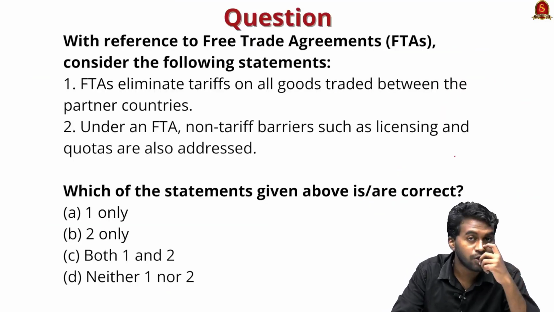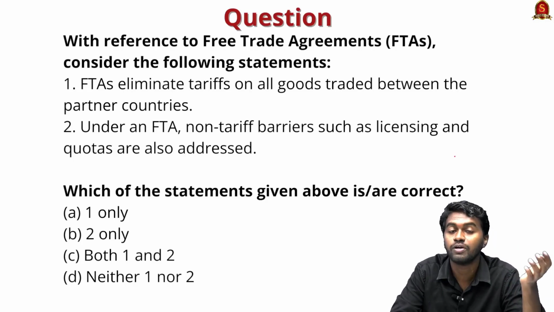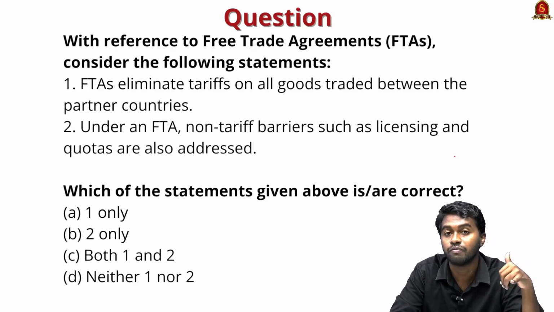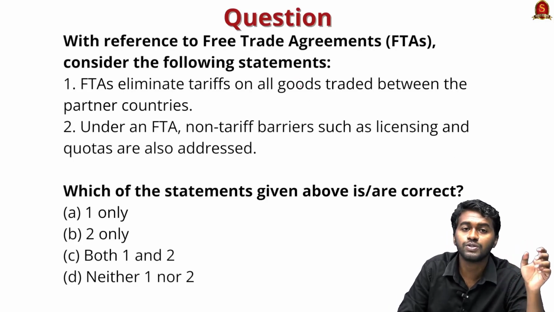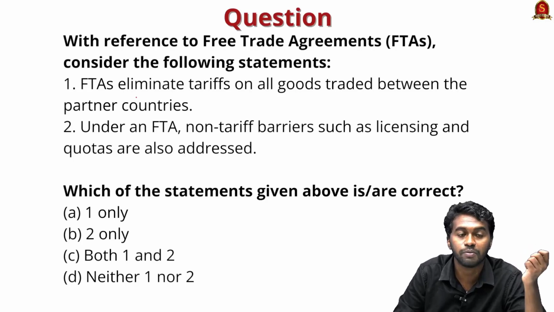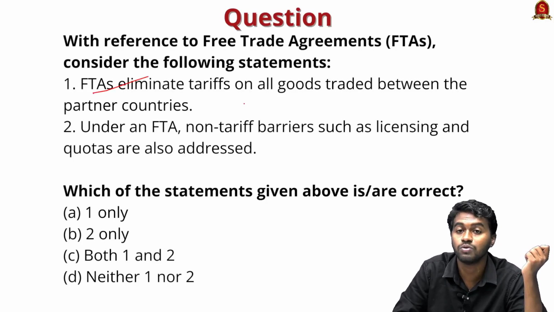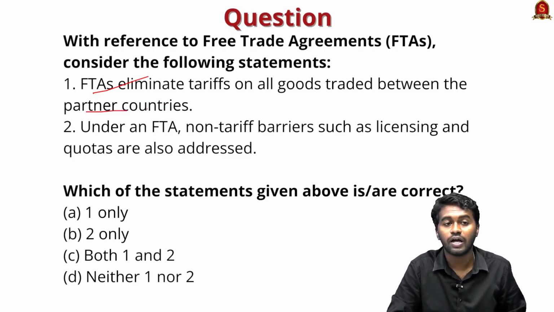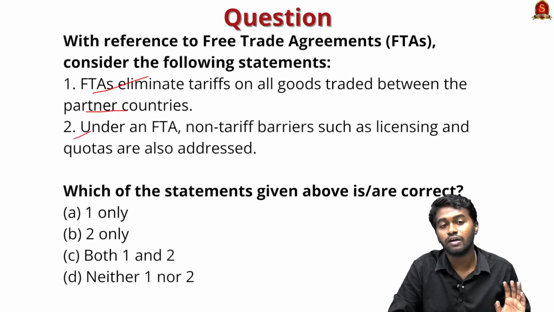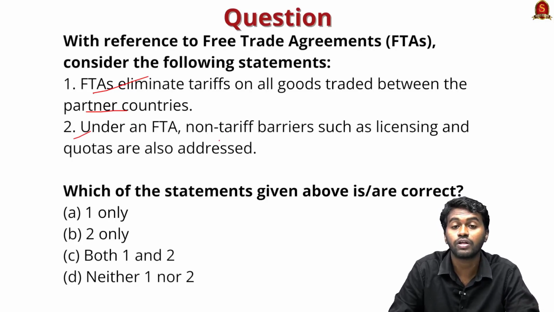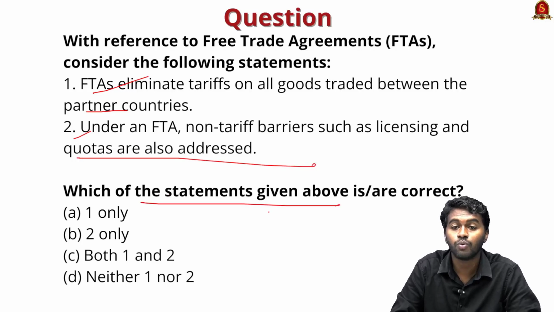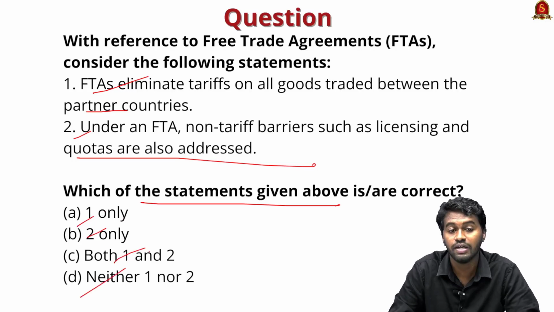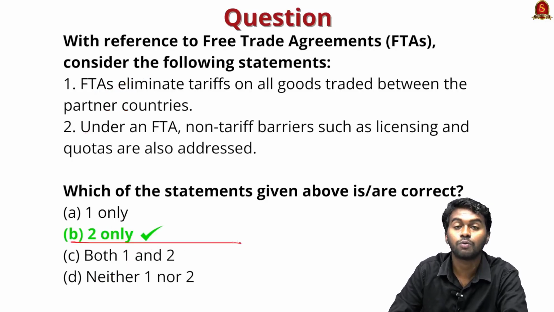In this topic, we discussed what is meant by a free trade agreement, what the different types of trade agreements are, and what the benefits are. Based on our discussion, try to answer this prelims practice question. With reference to free trade agreements, consider the following statements. Statement 1: Free trade agreements eliminate tariffs on all goods traded between partner countries. Statement 2: Under an FTA, non-tariff barriers such as licensing and quotas are also addressed. Which of the statements given above is or are correct? Option A, 1 only; option B, 2 only; option C, 1 and 2 only; option D, neither 1 nor 2. The correct answer is option B, 2 only.